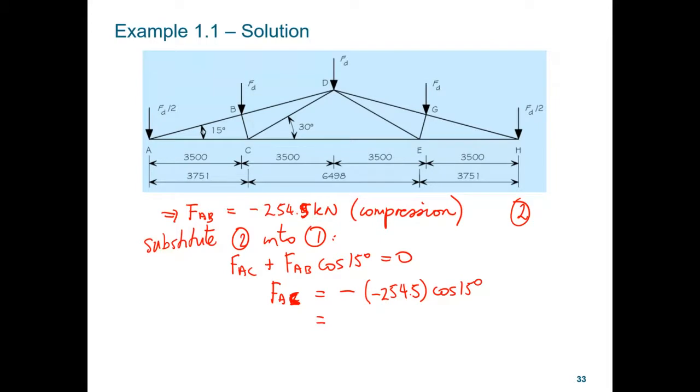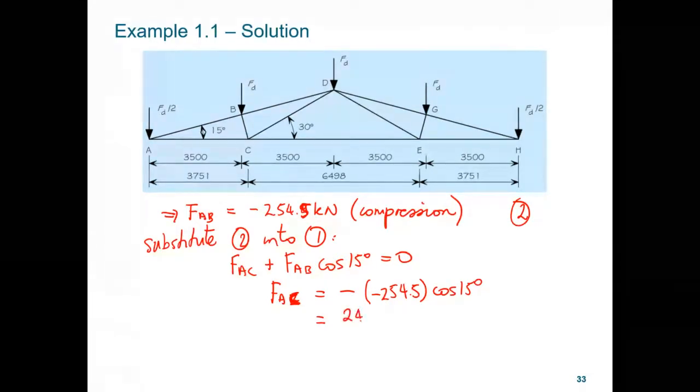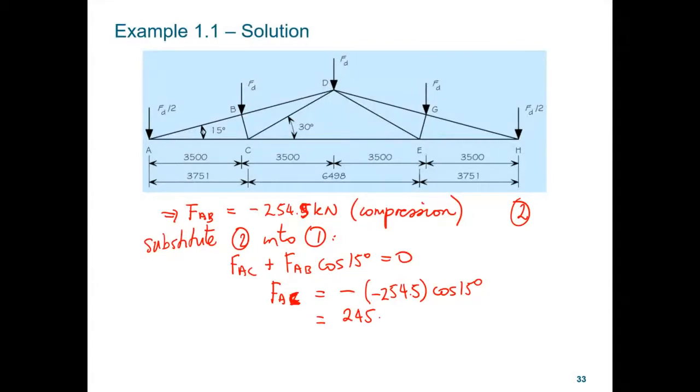So FAC then works out to be 245.9 kilonewtons, and it's positive. So therefore, we're right, it's the right direction, so our assumption was correct, therefore it's in tension. Okay, so we've designed FAC. Effectively, we assumed that FAC was in tension, and we're correct.